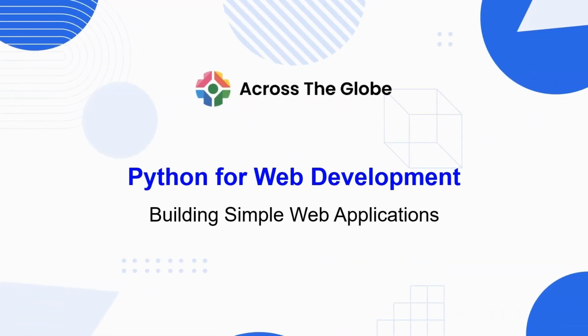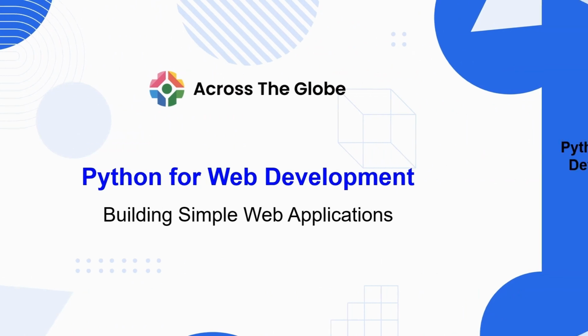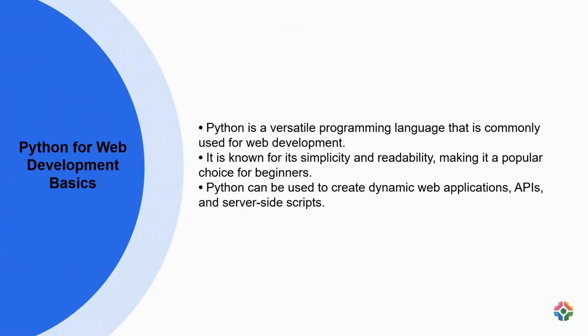Today we will learn about Python for web development. Python is a versatile programming language often favored for web development due to its simplicity and readability, especially for beginners. Python is commonly employed to build dynamic web applications, create APIs, and develop server-side scripts. For example, popular frameworks like Django and Flask utilize Python's capabilities for web development.